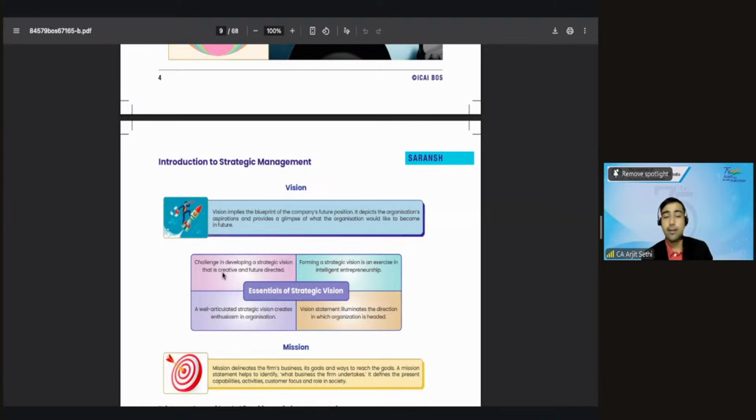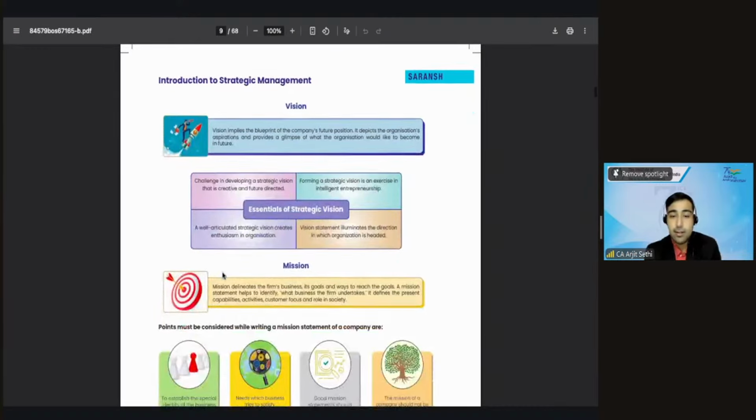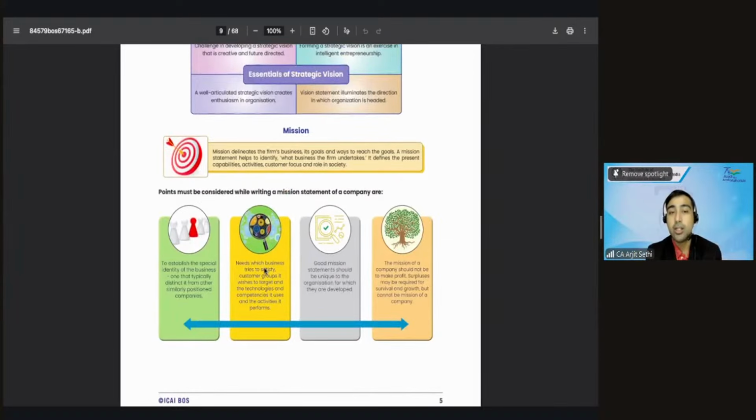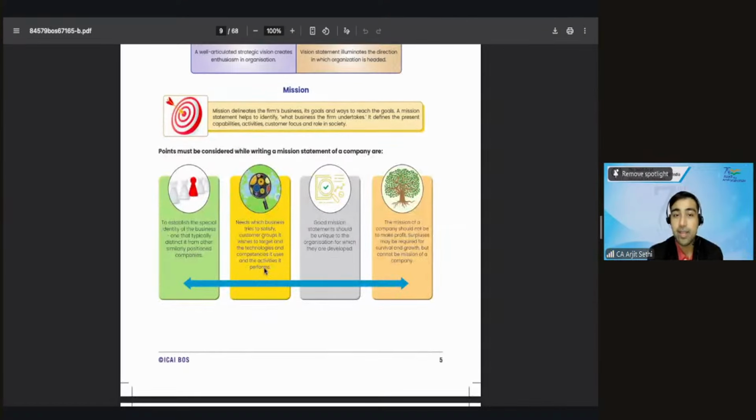Okay, mission. What is mission? This is mission. Considered what all should be considered while writing a mission statement of a company. 4 points available. Okay. To establish special identity needs which business tries to satisfy. The good mission statement should be unique and it could be articulated across the company.